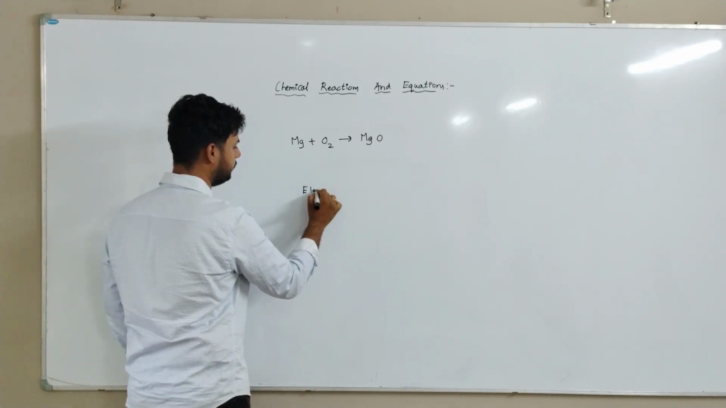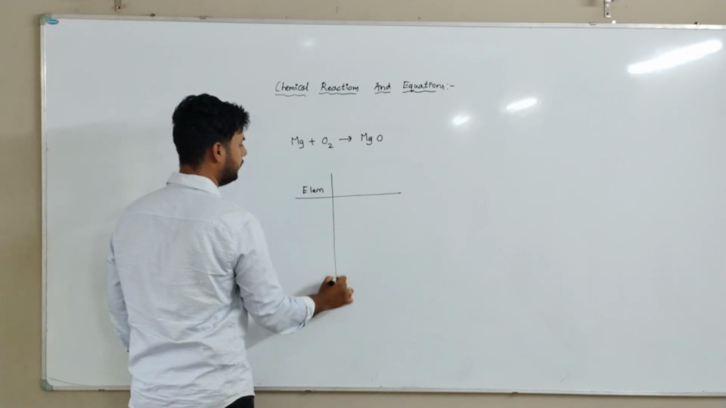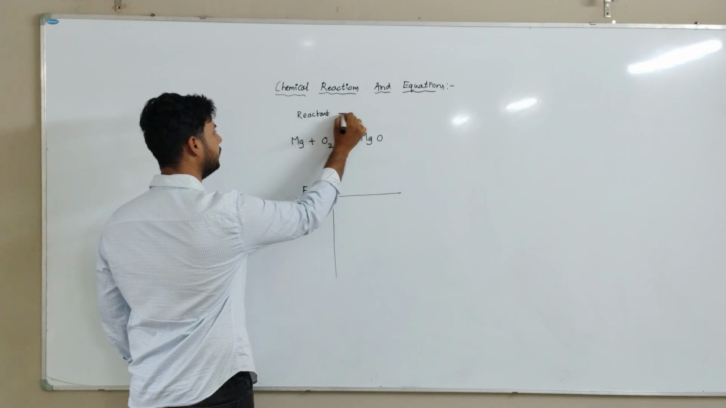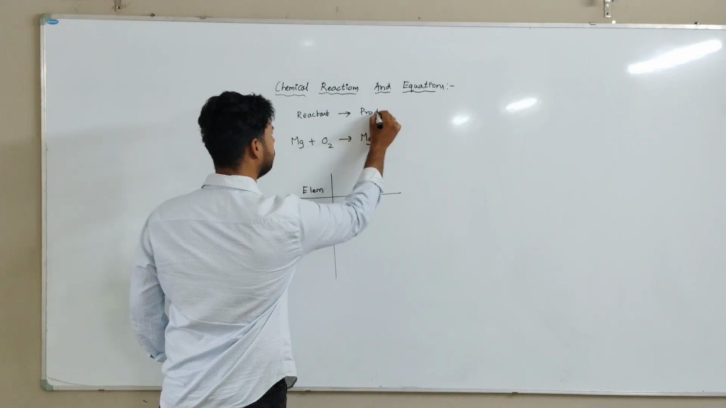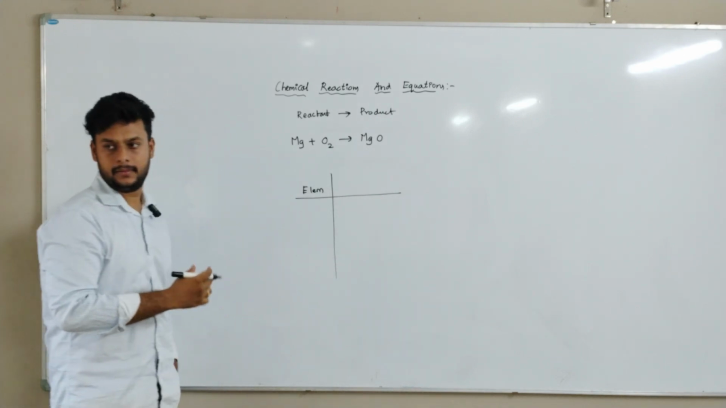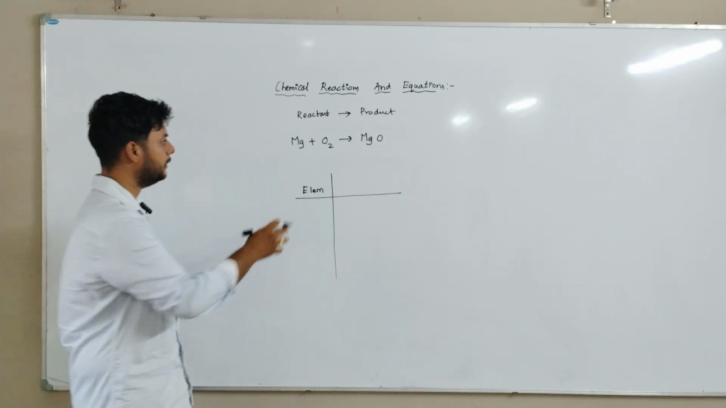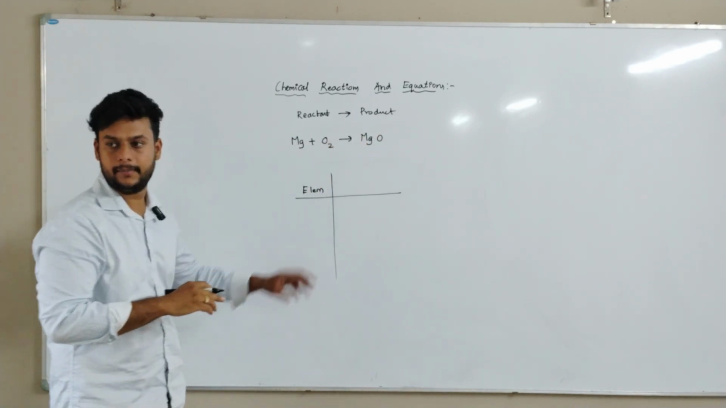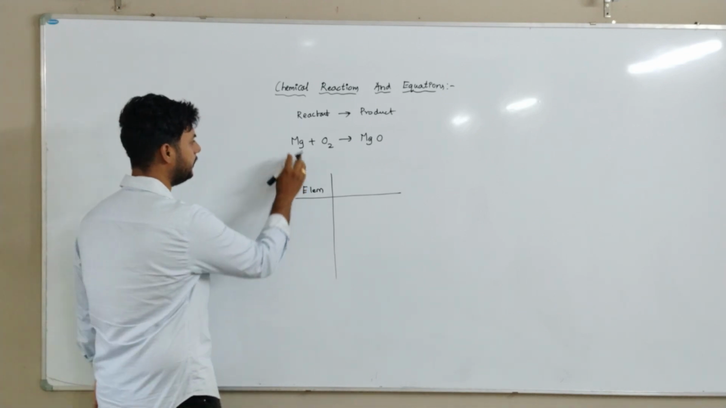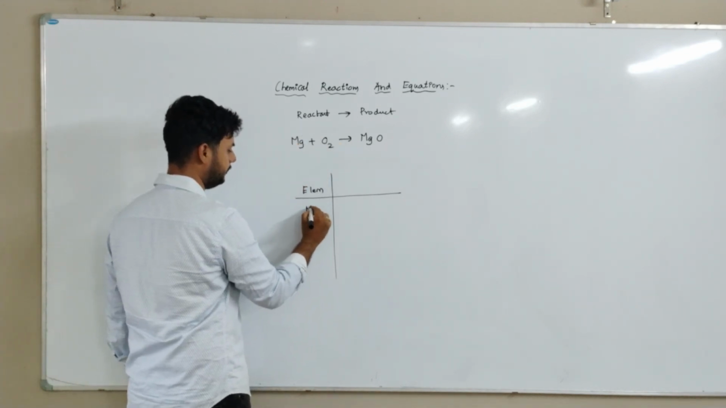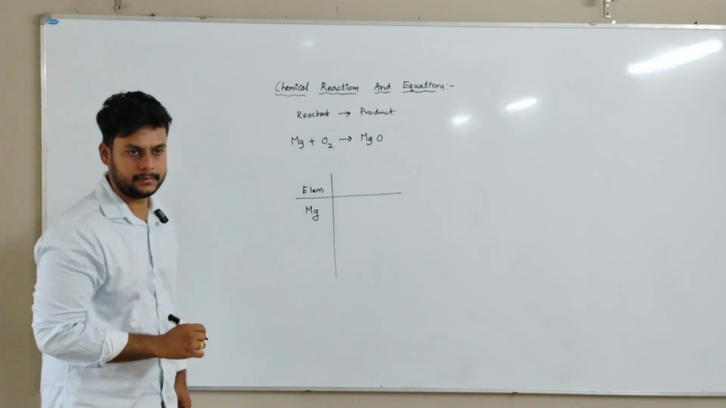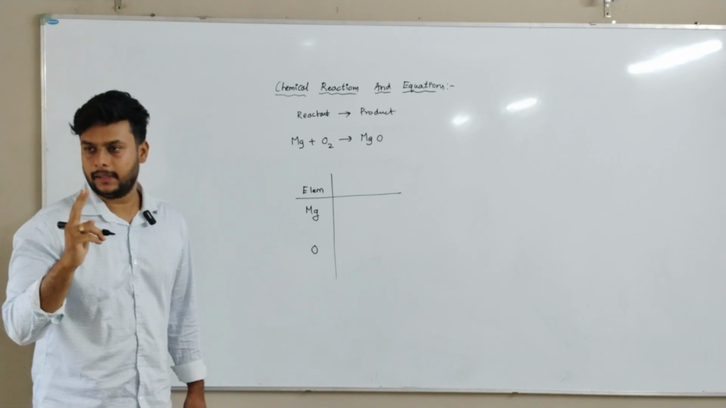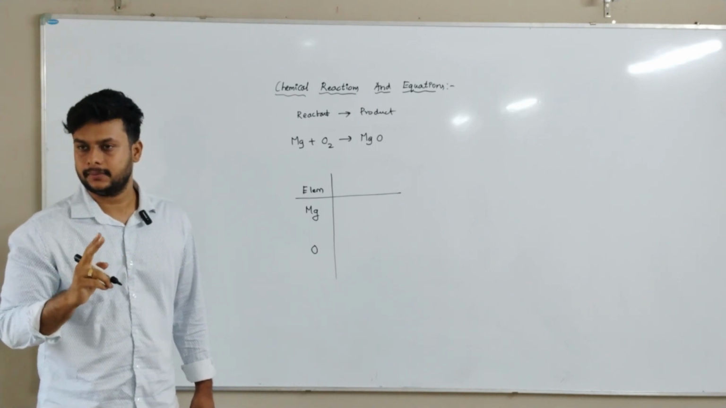First we should write the elements. This side is called the reactant side. This side we get the product. So whatever reactants we have, the elements should be equal to the product side elements. Now what are the elements that I can see here? I can see magnesium, write that. And what else? Oxygen is there. We only have 2 elements: one is magnesium and the second one is oxygen.